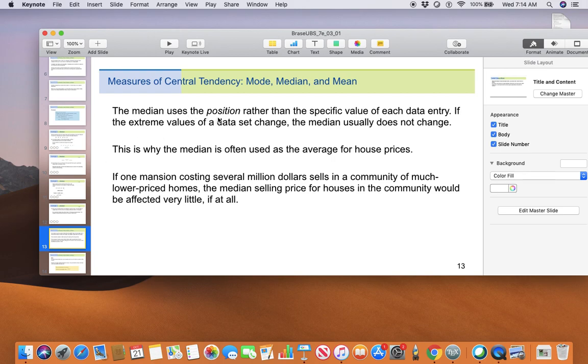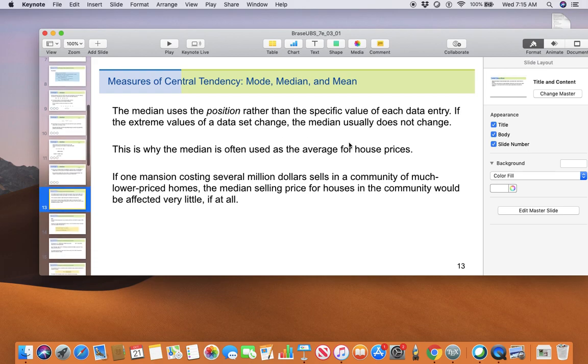The median uses the position rather than the specific value of each data entry. If the extreme values of a data set change, the median does not change. This is why median is often used as the average for house prices. So for house prices, you look at the median typically.